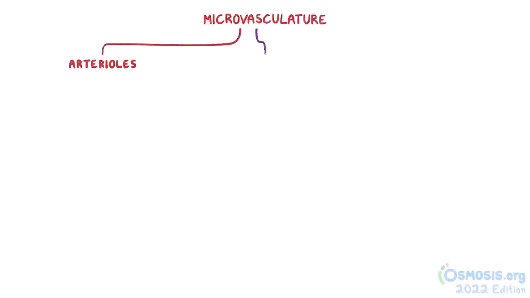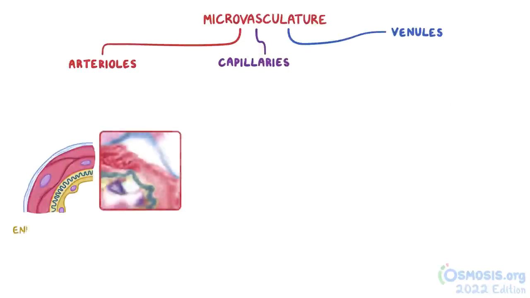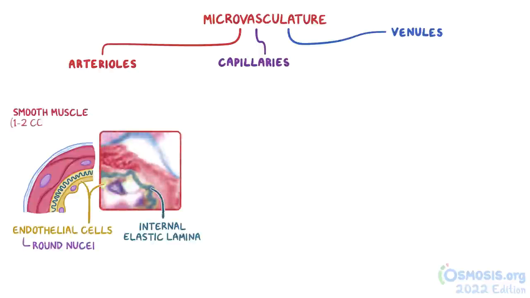Alright, as a quick recap. The blood circulatory system's microvasculature includes arterioles, capillaries, and venules. Starting with the innermost layer, the arteriolar walls are lined by squamous endothelial cells with round nuclei and a surrounding layer called the internal elastic lamina. The next layer consists of circularly arranged smooth muscle that can be 1 to 2 cells thick. The outermost layer is the tunica externa that consists of a thin layer of fibrous tissue.